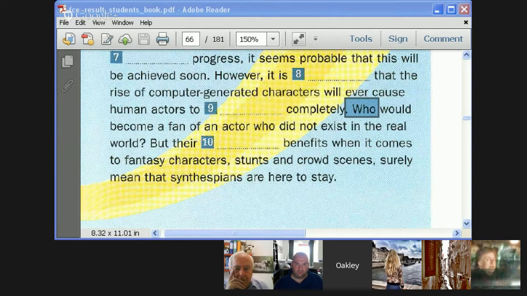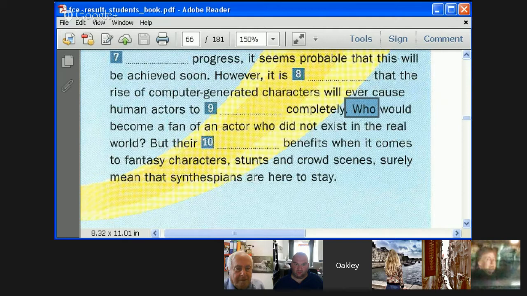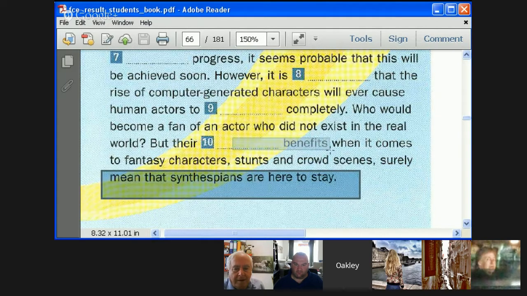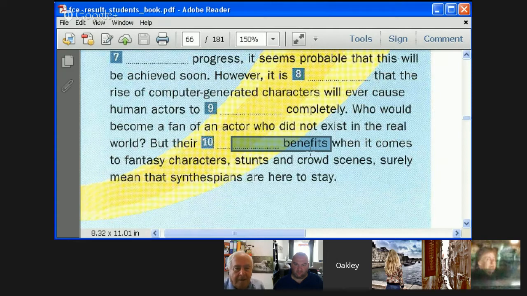We can use it. Questionable? Well, no. Do you think so? If you read on, they are given the information. Questionable benefit. It sounds fine to me, but I'm not sure. Okay, but "their questionable benefits surely mean that they are here to stay." The questionable benefits would be, well, I don't really think they have benefits. I question it. By the way, when you have that suffix "able," you can easily just say "able to" plus the root word: able to be questioned.